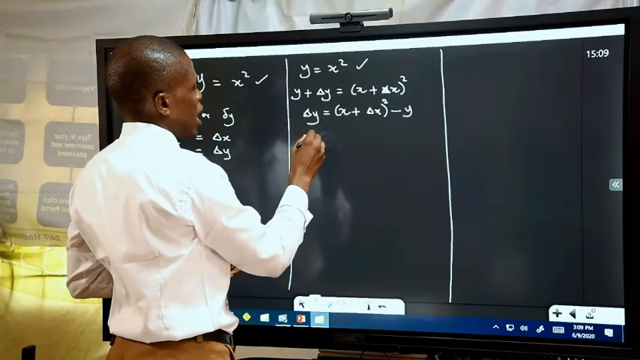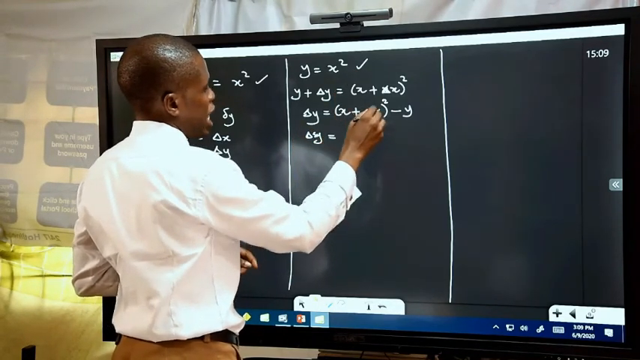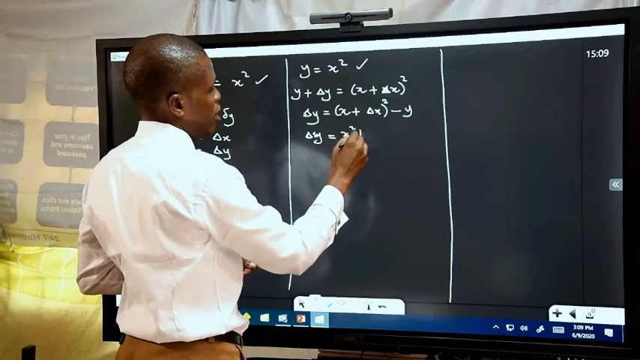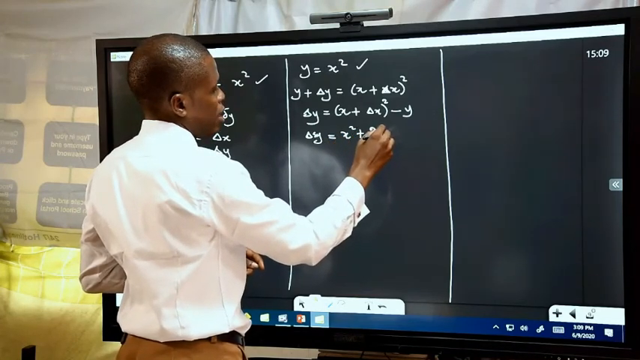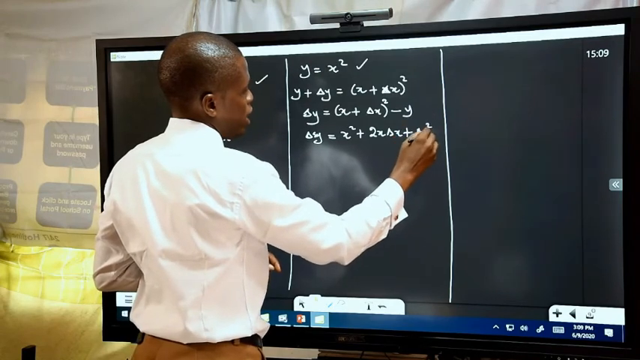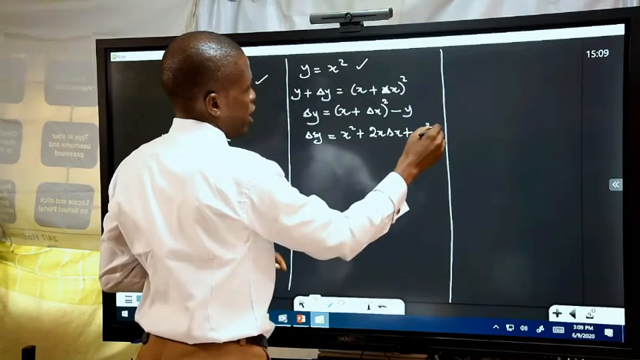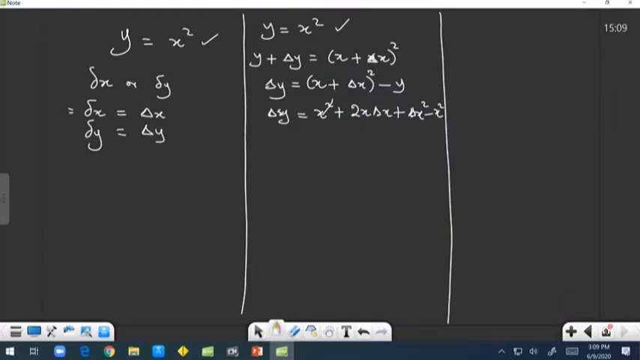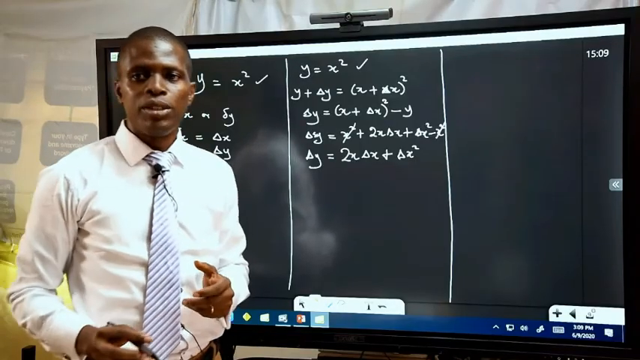So we have delta y is equal to, you can expand this, x squared plus 2x delta x plus delta x all squared, minus y. Y is x squared. You find that x squared and x squared here will cancel out. So delta y is equal to 2x delta x plus delta x squared. This is the gradient function.